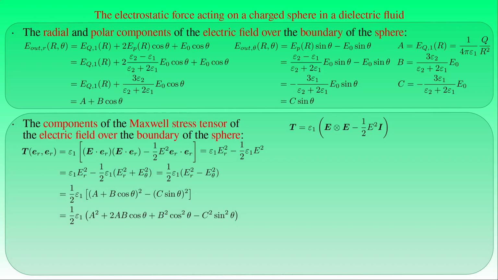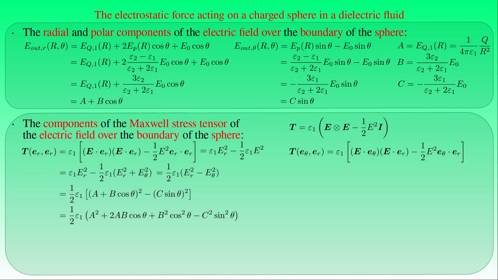We also determine the mixed component theta R of the stress tensor T by evaluating it at the polar and radial unit vectors, which gives epsilon 1, times the difference between the dot product of the field strength E with the polar unit vector E_theta times the dot product of the field strength E with the radial unit vector E_R, and 1 over 2 times the square of the magnitude of the field strength E times the dot product of the polar and radial unit vectors E_theta and E_R.